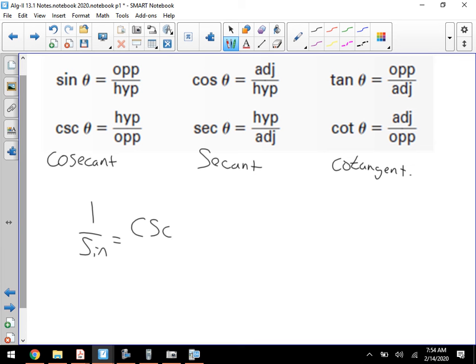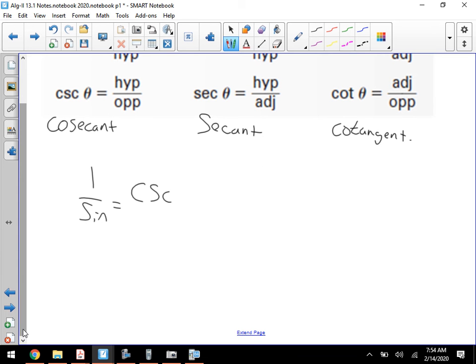A lot of times with these things, I won't put a theta next to it when I'm writing out definitions, just because it gets a little messy. Just remember that you're talking about an angle, an x, a theta, something like that. I normally just don't put it there. It's just me, no big deal. It's not you, it's me.